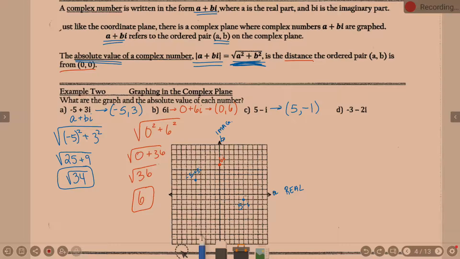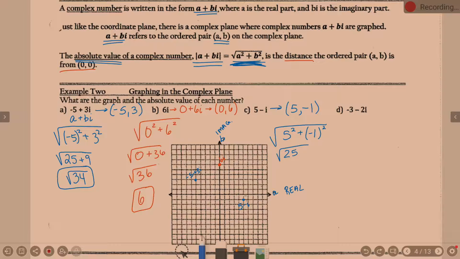To get absolute value from this one, do you have to use the formula? Yeah, you're going to have to use the formula on this one because we're going at a diagonal. So right there, folks, absolute value, yes? When you see absolute value in homework, go back to your notes and say, oh yeah, it's that formula. Square root of a squared, what's a? 5 squared plus, what's b? Negative 1 squared. So 5 squared is 25.